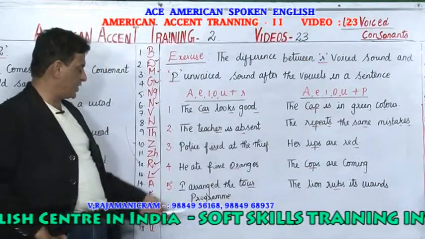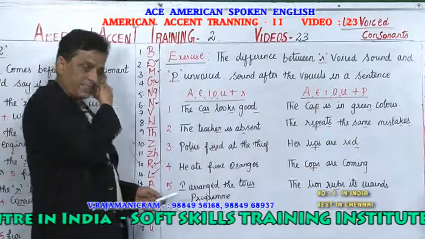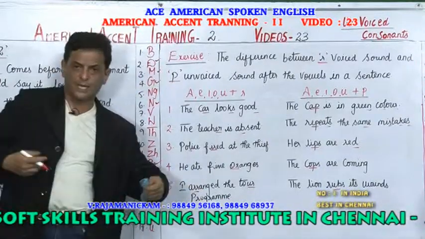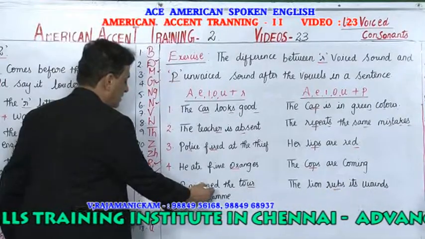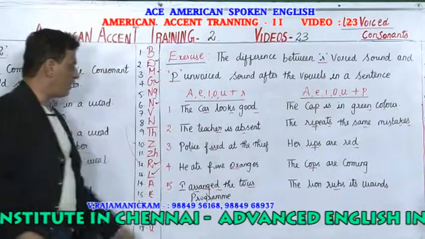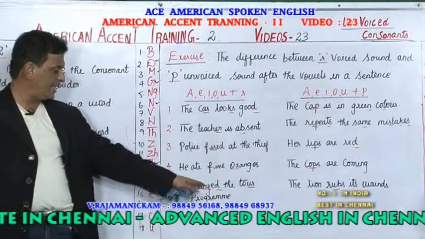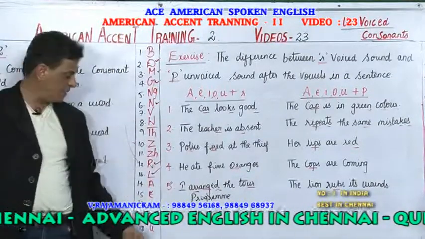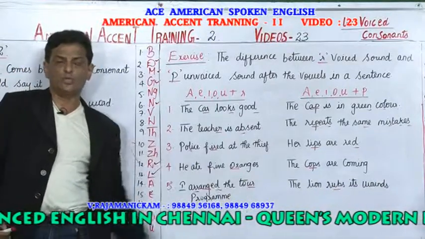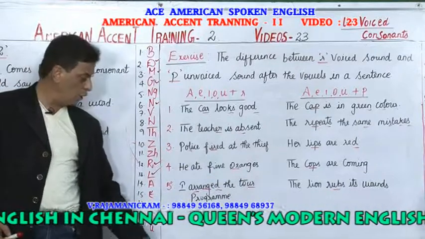I arranged. See, after A, R comes. So A should be pulled up. N is voiced. NG is voiced. See, NG is 5. D is voiced. So you have to pull all these vowels, A and E. Arranged. So I arranged the tour. Before R, O, U comes.